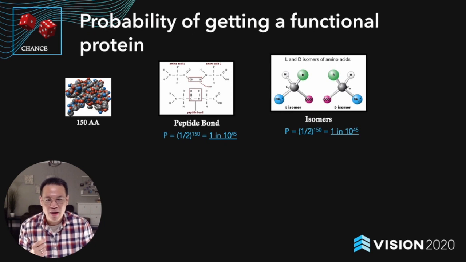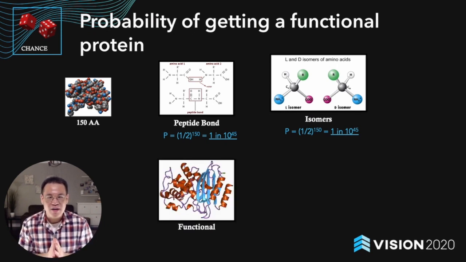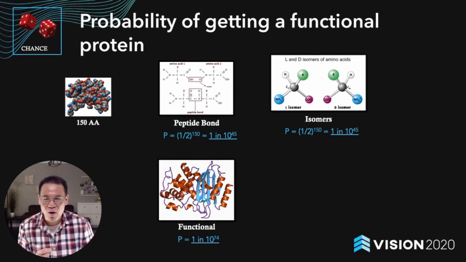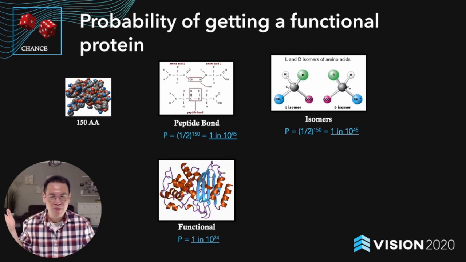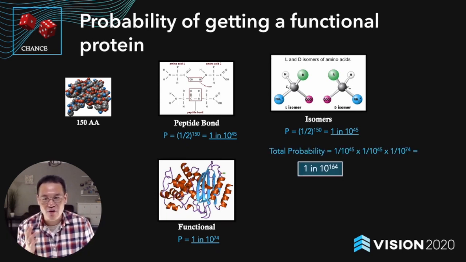Well, if you're able to get the peptide bonds and the right isomers to give you 150 amino acids, would it be functional or would it not? In 2004, Douglas Axe, a professor, investigated this, and he found that the necessary probability to form a functional protein is 1 in 10 to the 74th power. And so then the odds of forming a 150 amino acid functional protein is just multiplying all these different probabilities, and what you get is the total probability is 1 in 10 to the 164th power.